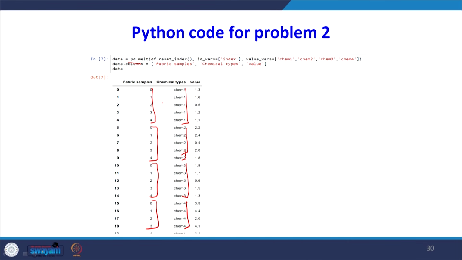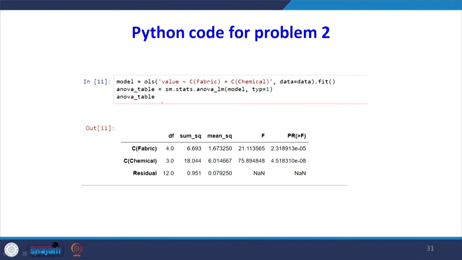The value is the dependent variable, chemical type, the treatment, is the independent variable, and fabric sample is the blocking variable. Now, pass model equal to ols, in quotes value tilde C(fabric), because fabric is the blocking effect, plus the chemical, that is the treatment effect, data equal to data, dot fit. When you run this, you are getting the f value which we got in the traditional manual method. So, you see the p value.